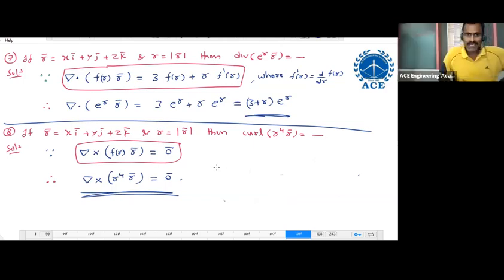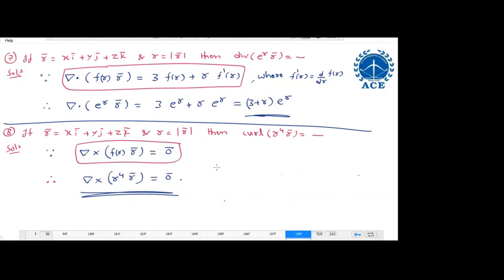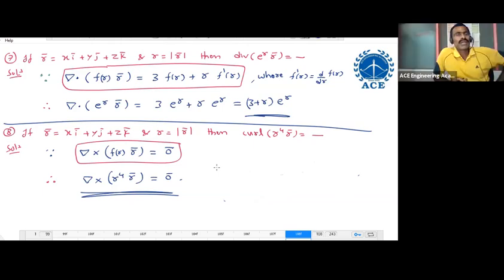Use the curl formula. That is determinant: i bar, j bar, k bar. What are the A bar, B bar here? Sir, it is a vector. Normally, we take x i cap plus y j cap. If we have a particular vector A bar, B bar, first we find the cross product of A bar and B bar. That cross product will be one vector. For that vector, we find the curl again by using the same determinant.